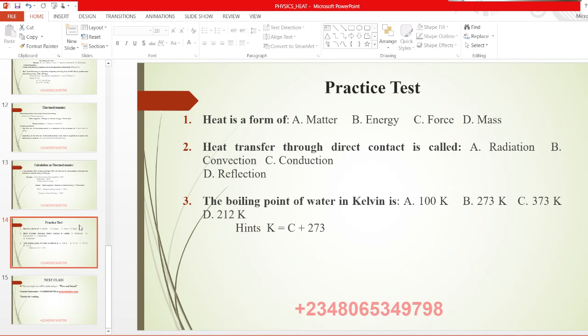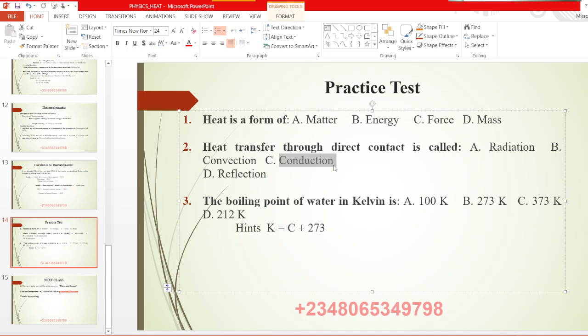So let's look at some practice questions. Heat is a form of energy. Heat transferred through direct contact is called what? Conduction. Radiation requires no medium, and that's through waves. Convection has to do with liquids and gases, while conduction is through solids. For direct contact, I gave an example of a pot on a gas cooker.